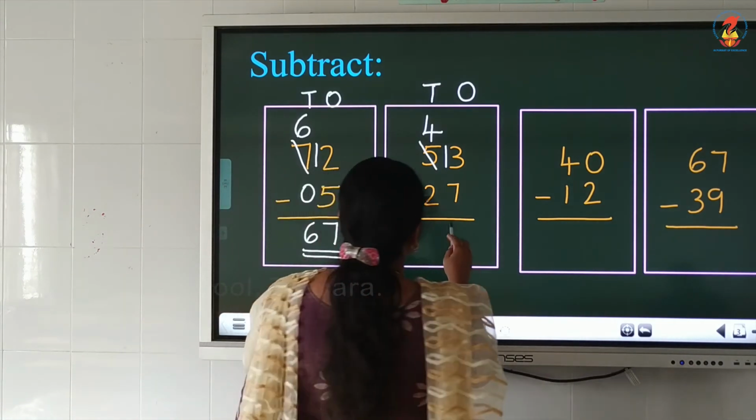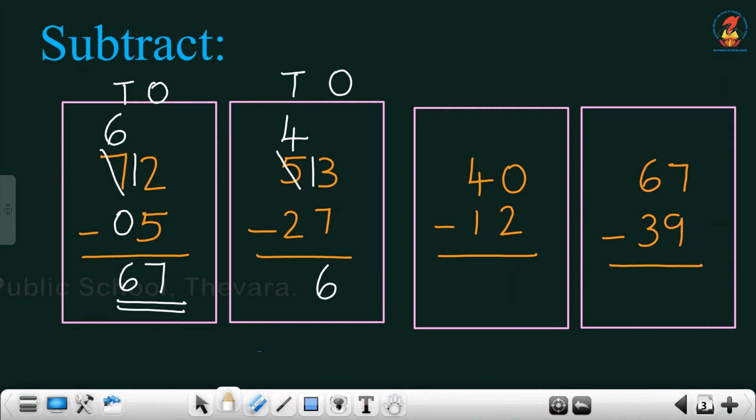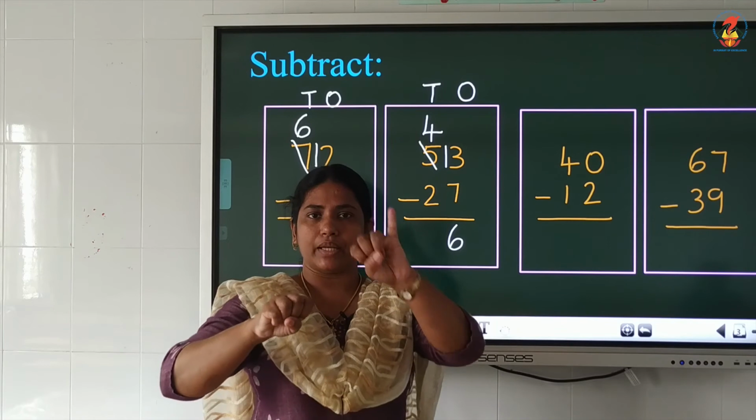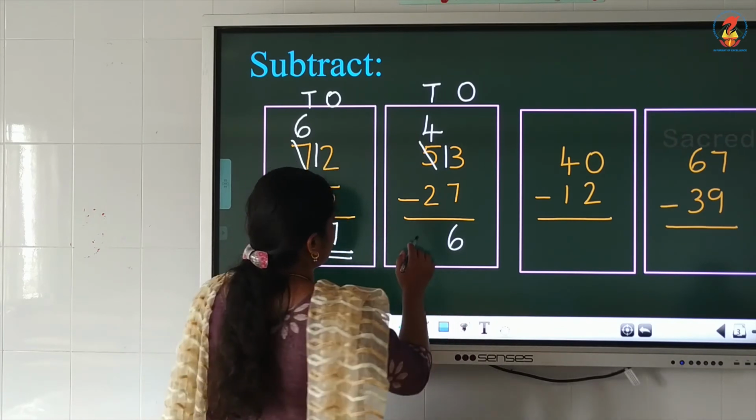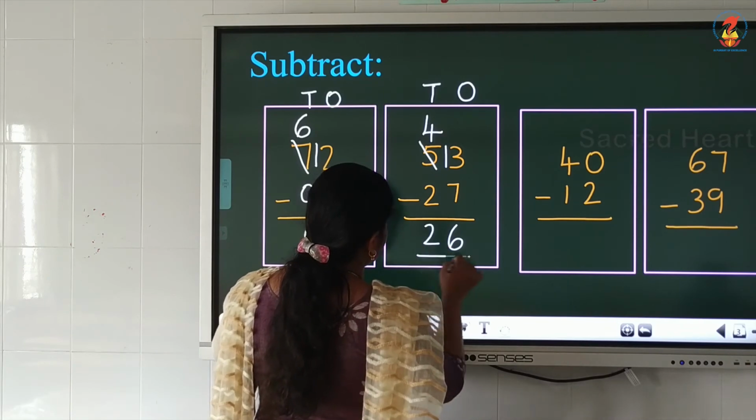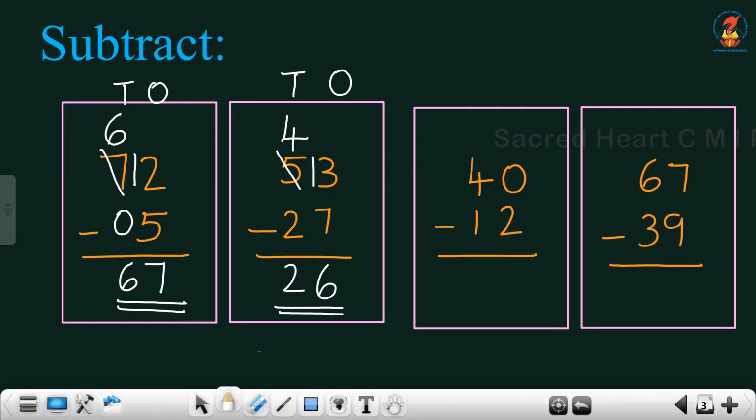6 is the answer here at ones place. Now look at the tens place. 4 is up, 2 is down. 4 minus 2. After 2, 3, 4. I raised 2 fingers. 2 is the answer. So final answer is 26.